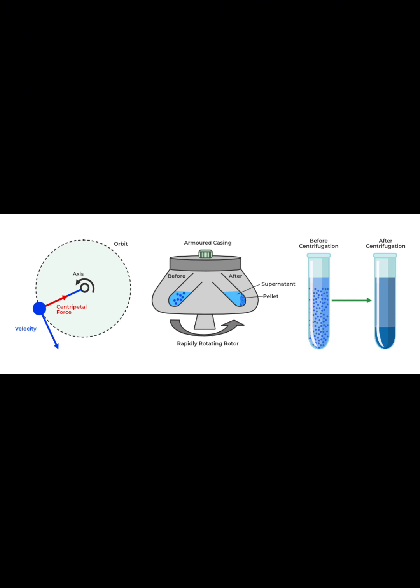The next condition that we have in centrifugation is centrifuge tubes. In this condition, the mixture is placed in tubes that can withstand the centrifugal force without breaking.